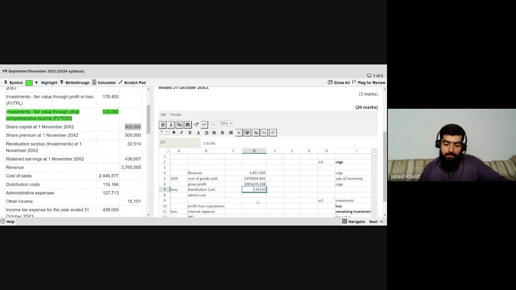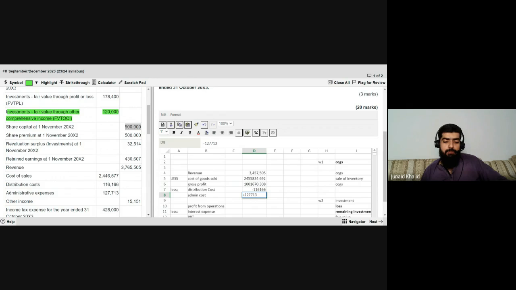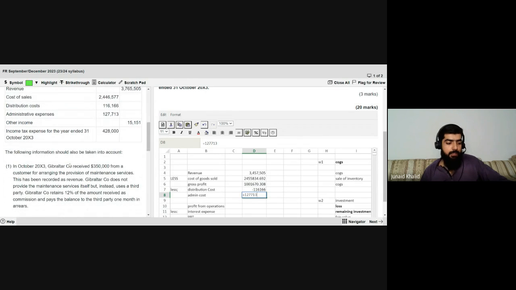Yes, and what will you be doing? We'll be using the minus sign just before the value, so that once you apply the sum formula, it will automatically be deducted. Okay. Do we have admin expenses, admin cost? Yes, we have it in the question. We just write it down in the Excel format.